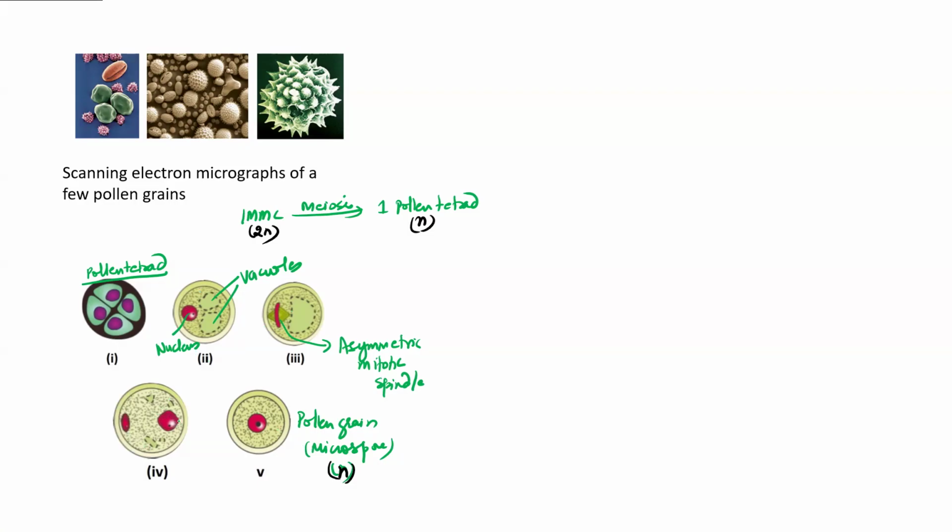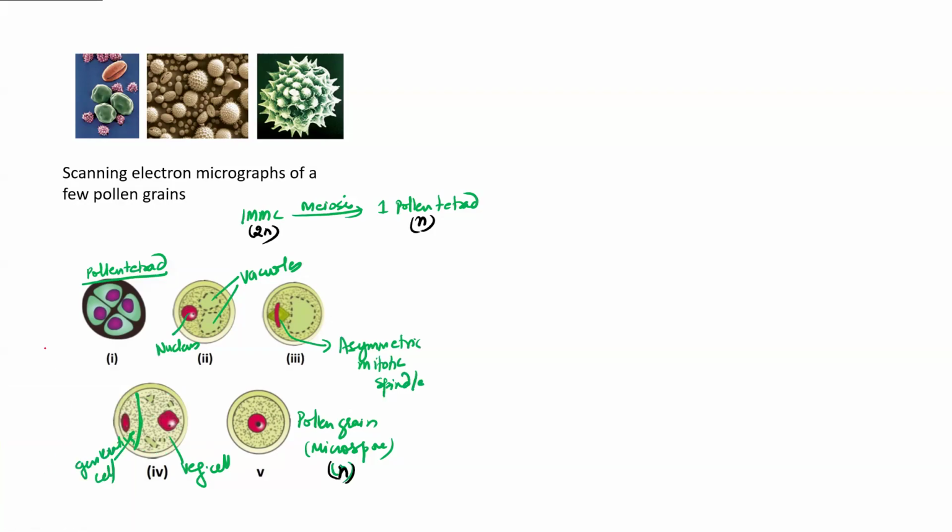Now, after this, 2 cells are made. This is big. This is actually my line, it should be there. So this is the vegetative cell. And this is the generative cell. Let me just make it properly. This line should not be here. It should come this way. The vegetative cell is big and the generative cell is small.